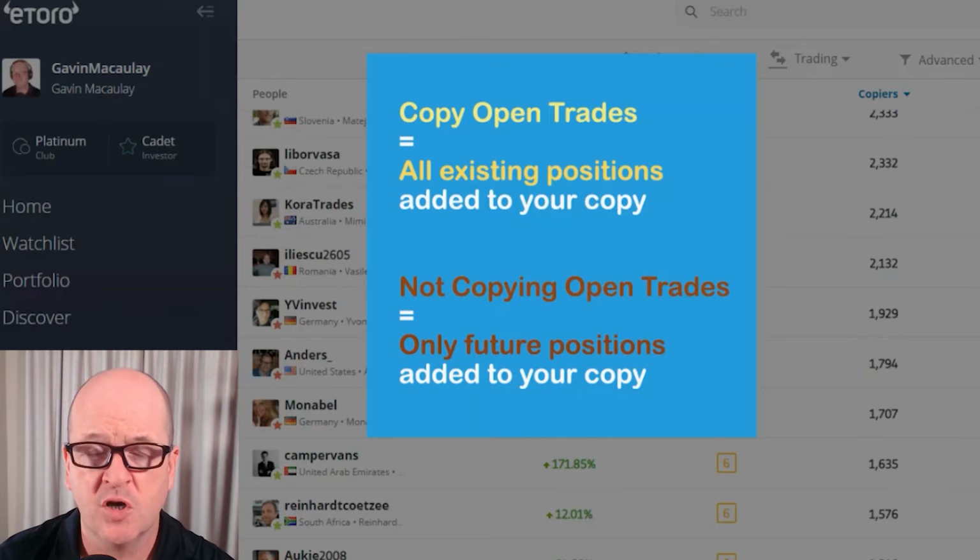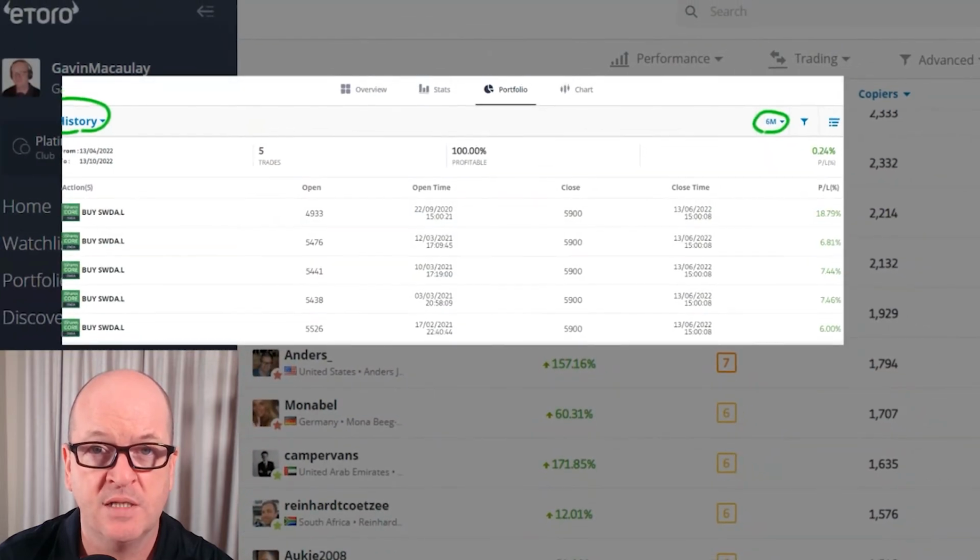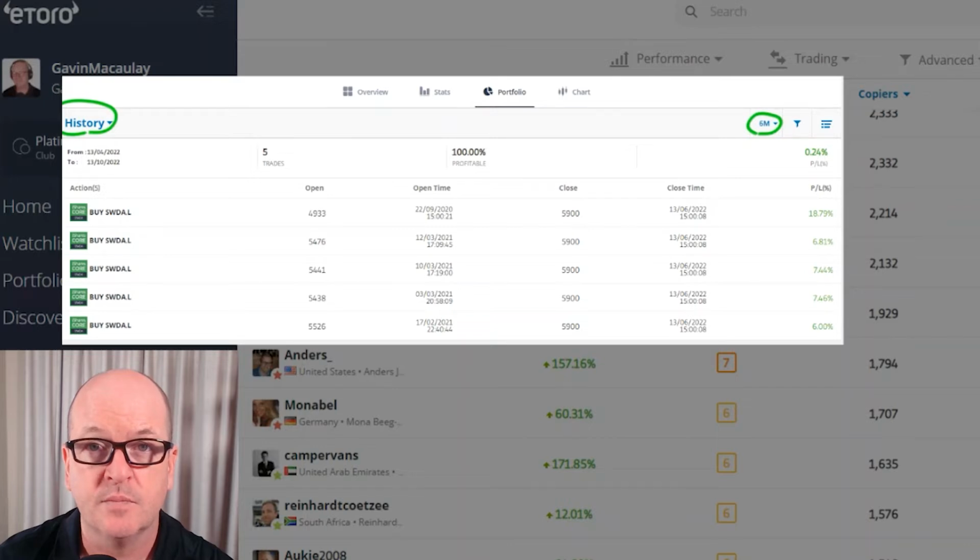Some people choose to not copy open trades because in this case you will enter every position at the same price as the PI does. In the future, each time they buy, you buy at the same price. If the PI is not very active, isn't making frequent trades, like this PI. In the last 6 months, he's made no new purchases, and the only activity I could find was selling one position. So, in cases like this, your funds are going to sit around being unallocated for a very long time, not in the market, if you choose not to copy open trades.